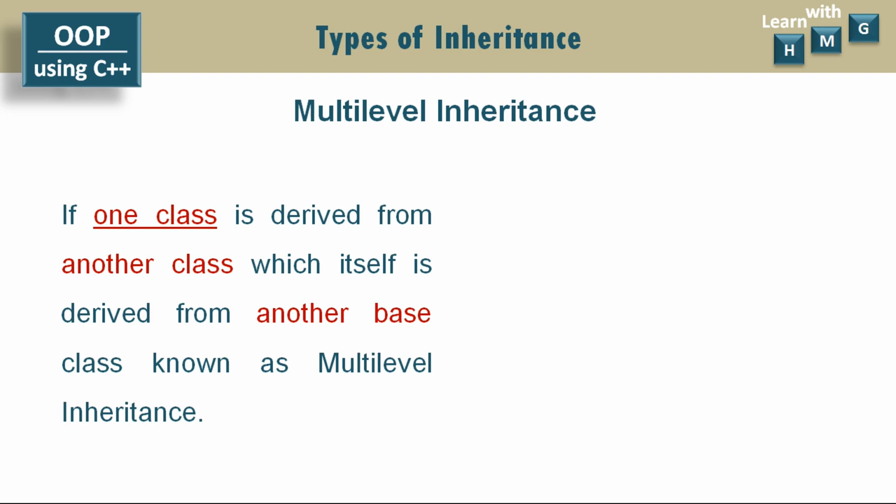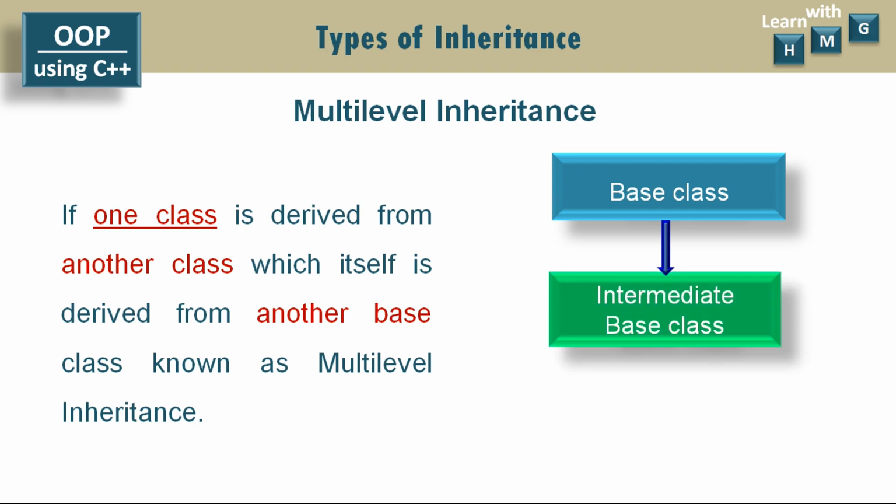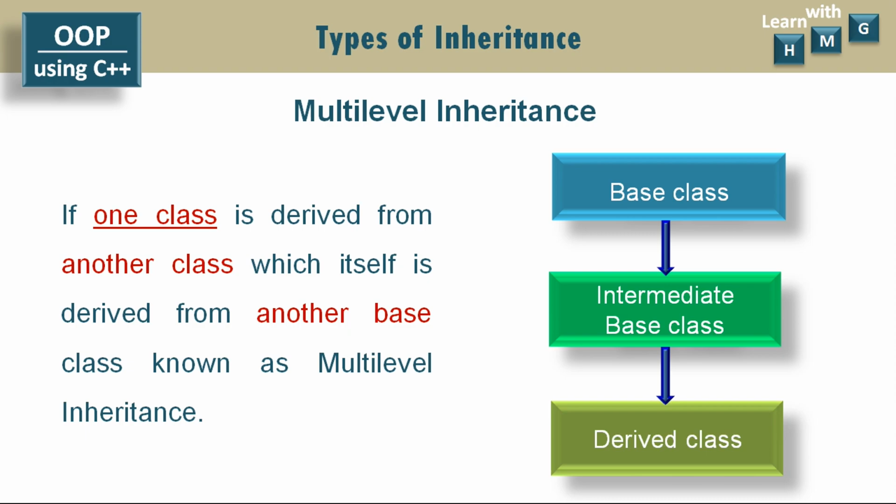So if one class is derived from another class, which itself is derived from another class, then it is known as multi-level inheritance. So like this, there will be 2 levels, one level between 2 classes and second level between again 2 classes. So let us understand with the help of diagram, it will be more clear. Let us see, there is a base class. From this base class I have derived one more class which is known as intermediate base class, and from this intermediate base class one more class is derived, that is derived class.